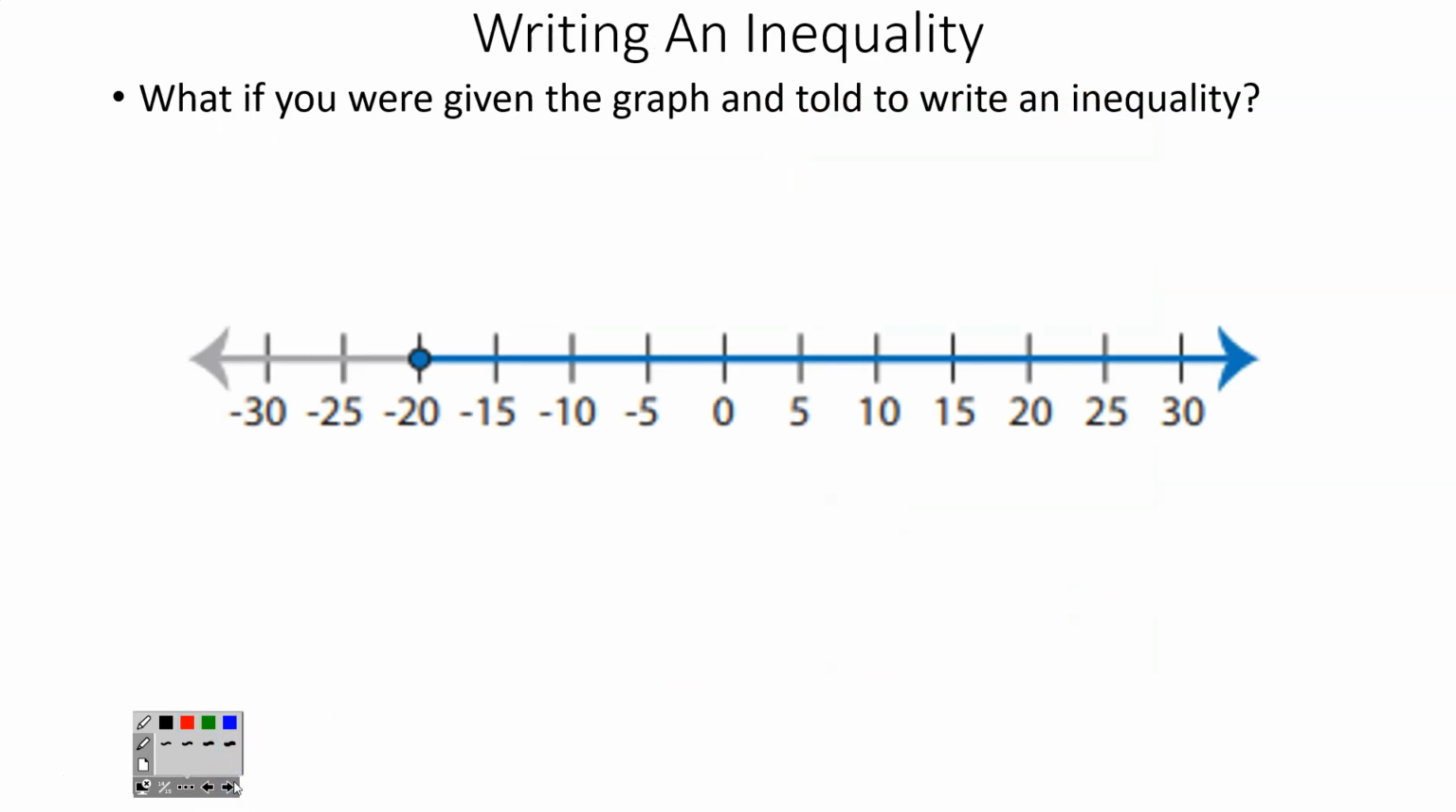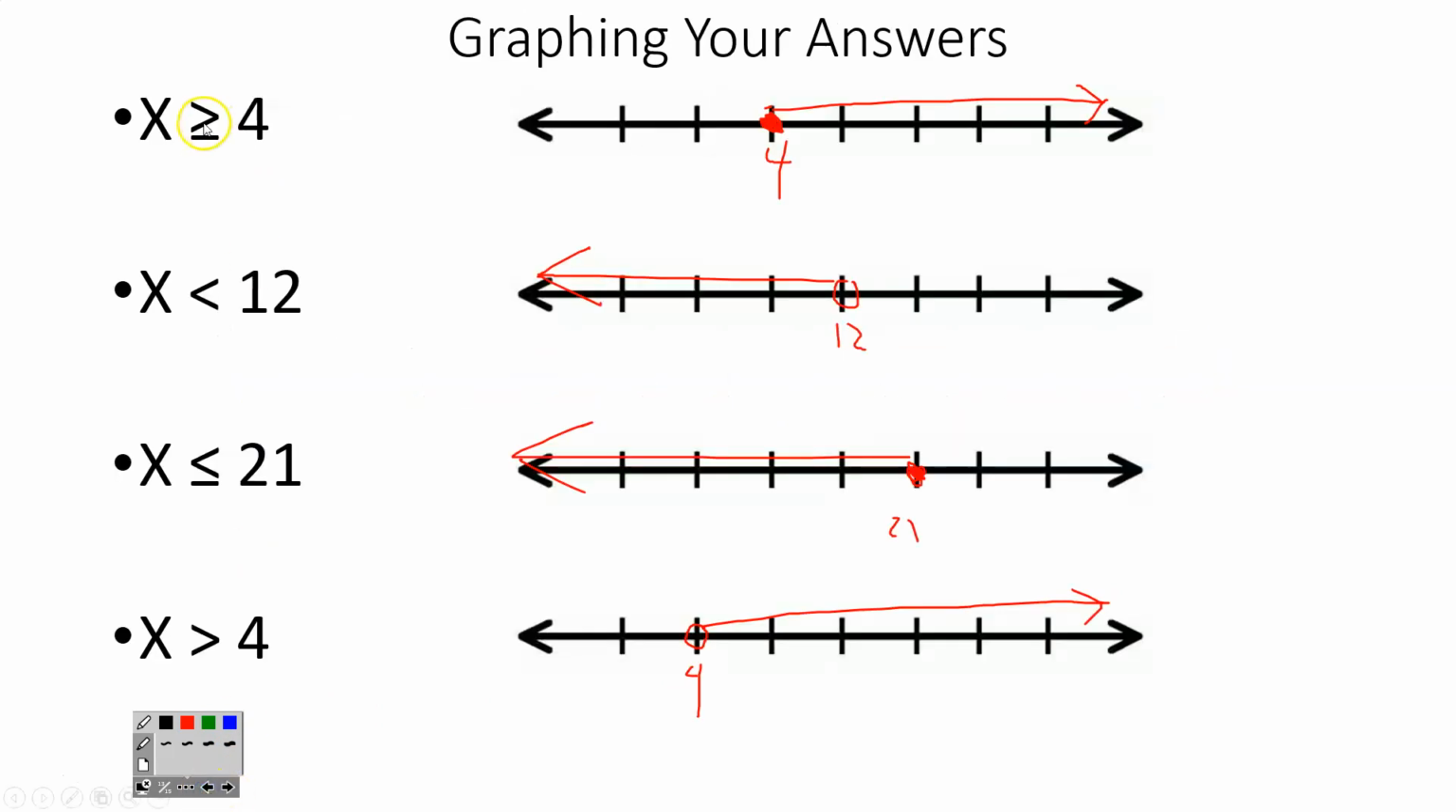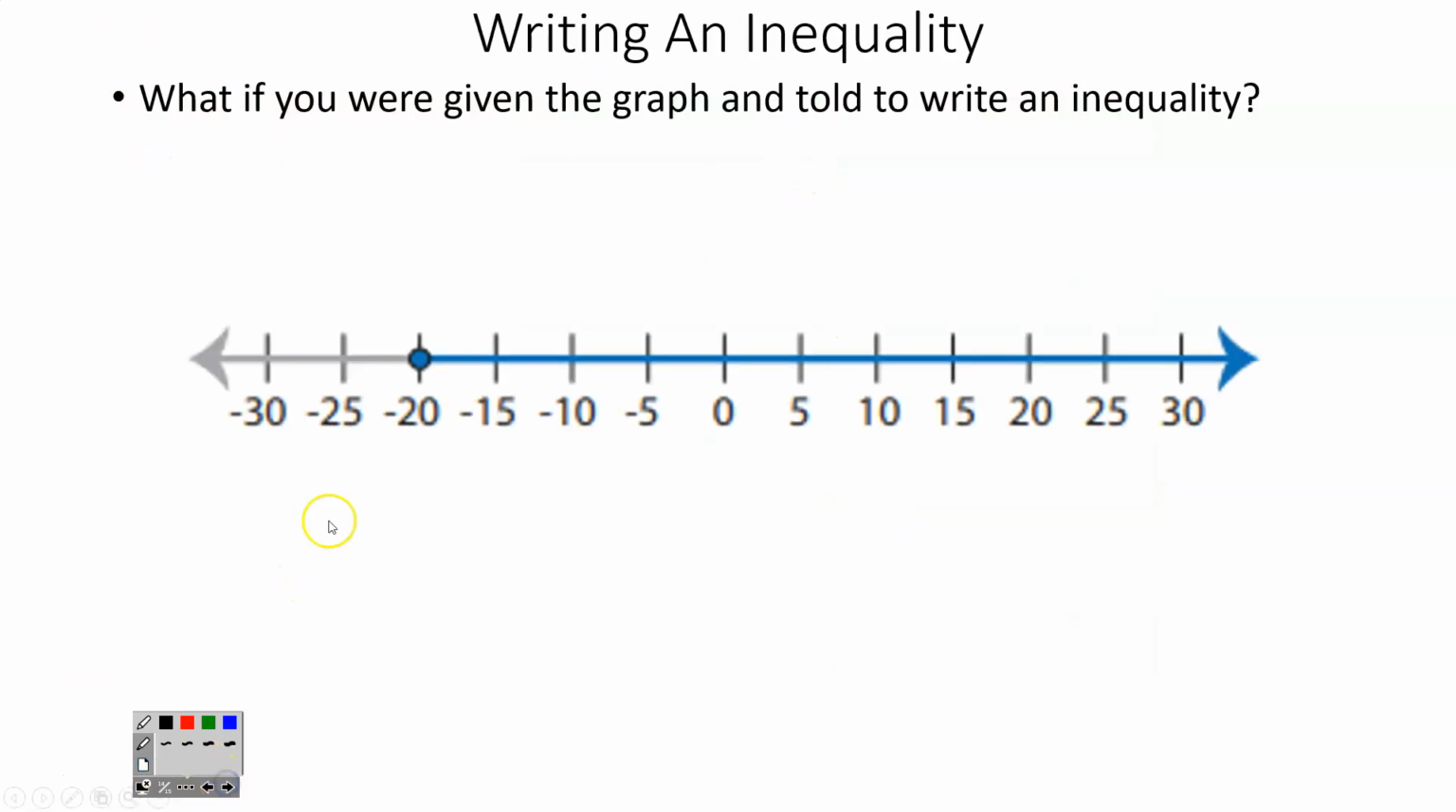So what if you're given a graph and had to write an inequality from it? So basically you're going from this to this instead of this to this. So you're kind of going backwards with it. So when I look at this, I see it's a closed circle. So I know it's going to be greater than because it's going in this direction. And I'm going to put my equal sign because of the closed circle and put my variable on this side and wherever the dot is on this side, so negative 20. So this says x is greater than or equal to negative 20.